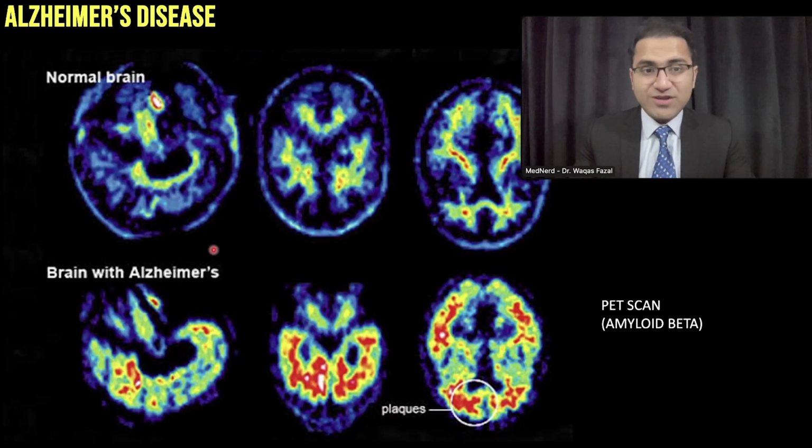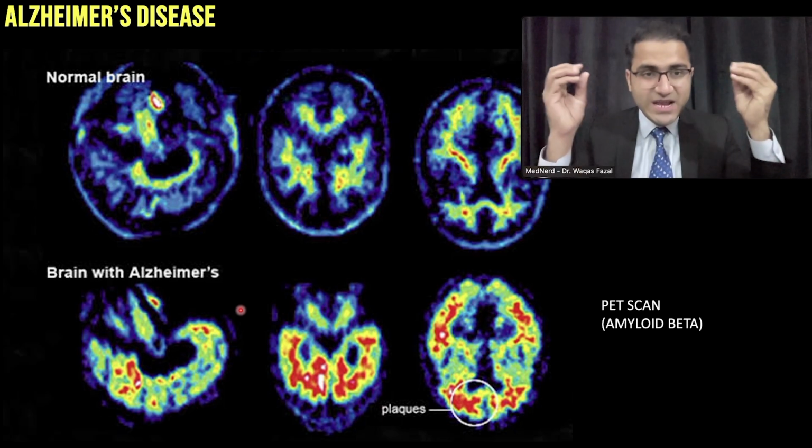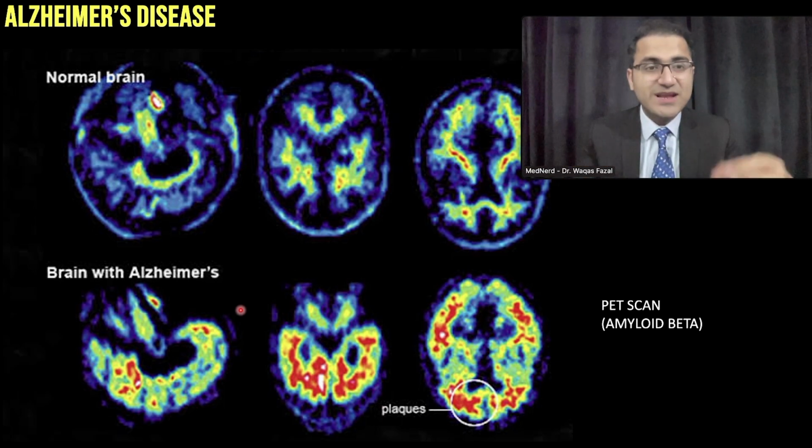Another modality that is used for the diagnosis of Alzheimer's disease is the PET scan. And there are different types of PET scan. This picture shows an amyloid beta PET scan, which detects the presence of amyloid beta in the brain. The upper three pictures show the normal brain. In the lower three pictures, you can see the increased intensity of the red portion, and this red portion shows the presence of amyloid beta plaques in the Alzheimer's disease patient. They give certain agents to the patient, and those agents are taken up by the amyloid beta protein present in the brain, and that lights up on the scans, and those lit-up scans show you the presence of amyloid beta protein in the brain. So this is called a PET scan.